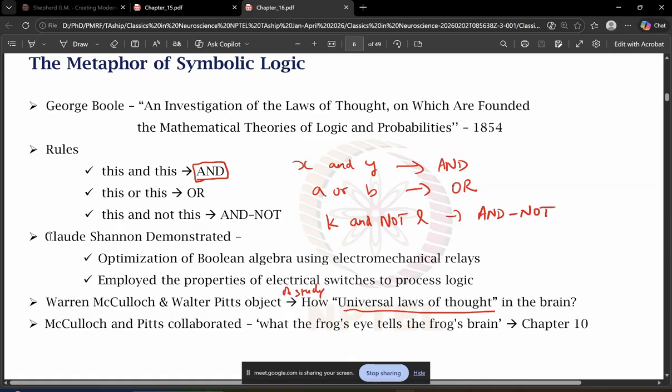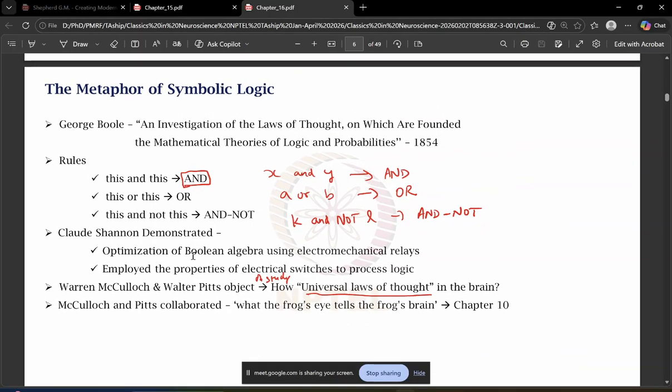But Claude Shannon, in his master's thesis, which is regarded as one of the most influential master's theses of the 20th century, optimized this Boolean algebra using electromechanical relays. And he said that the properties of electrical switches can be used to process logic. So this Boolean algebra can be used to process logic, and this was an extremely important idea that he proposed.